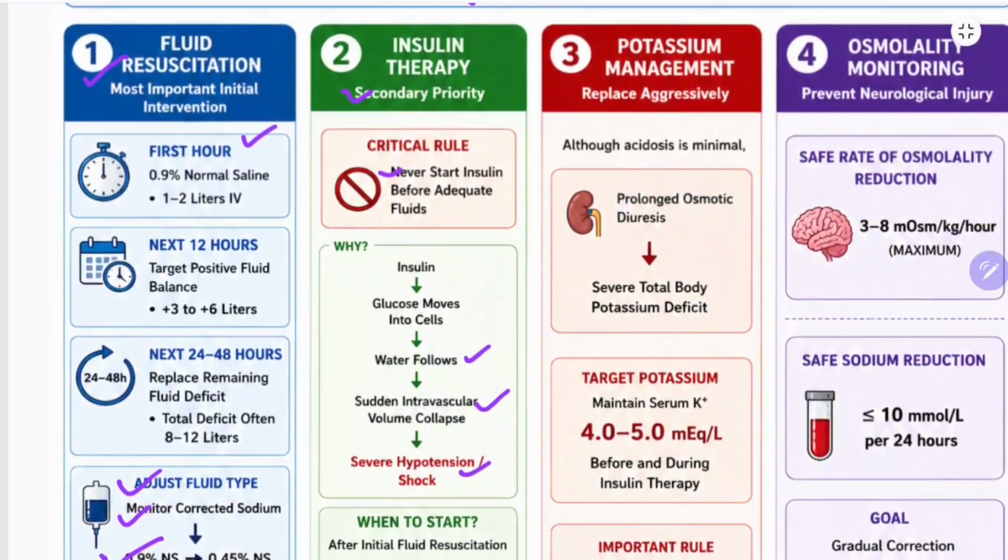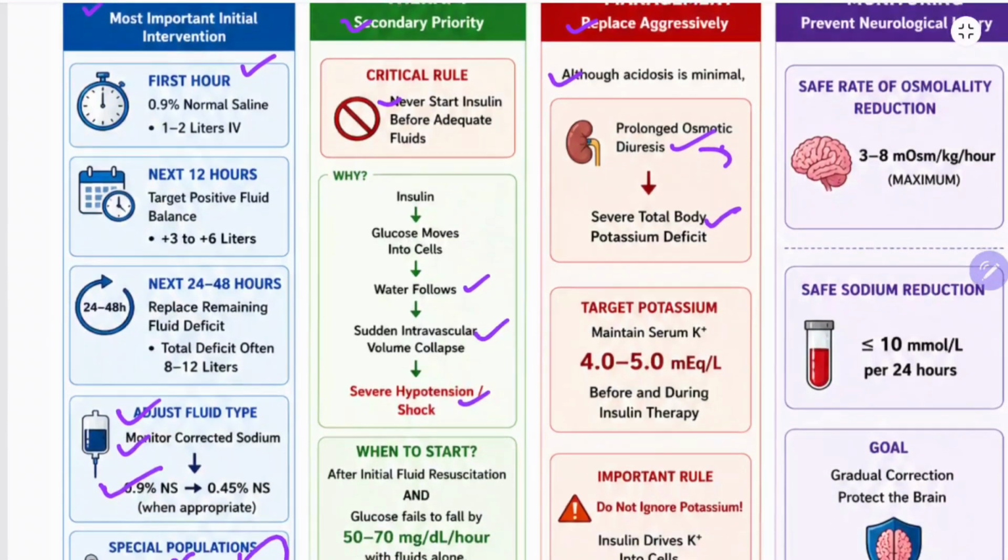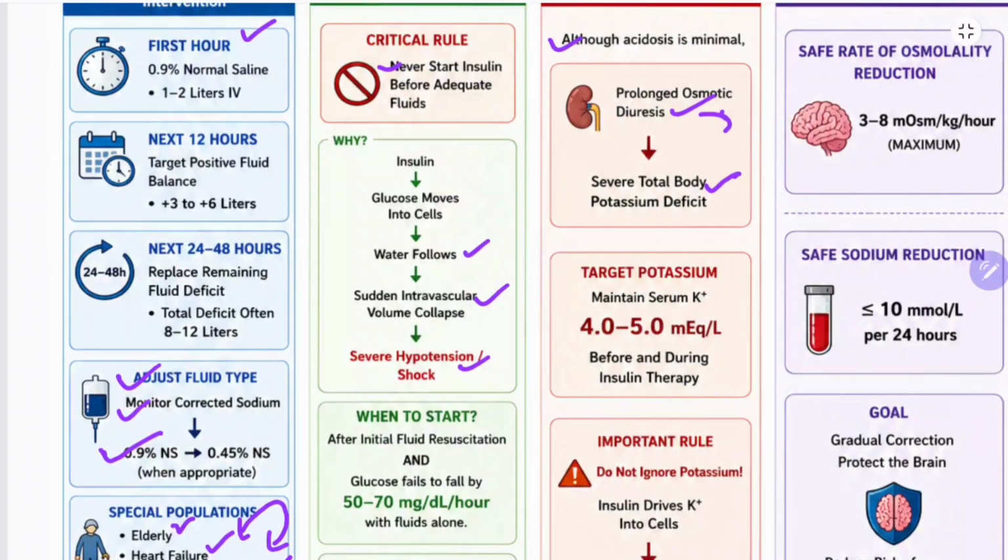Okay. Potassium management: replace aggressively. Although acidosis is minimal, prolonged osmotic diuresis will lead to a severe total body deficit, because along with fluid, electrolytes are also lost through the urine. That's why potassium replacement is very important. Maintain serum potassium between 4 to 5 milliequivalents per liter before and during insulin therapy.